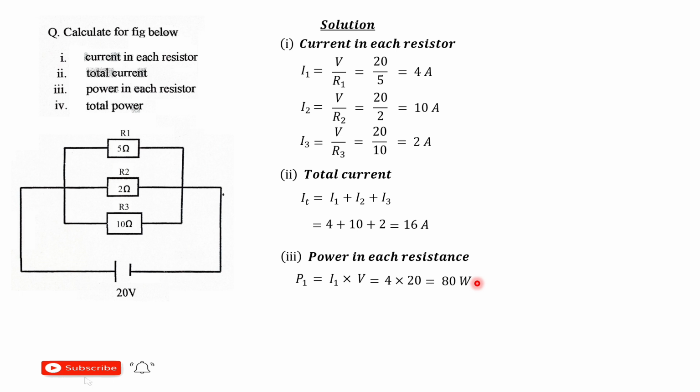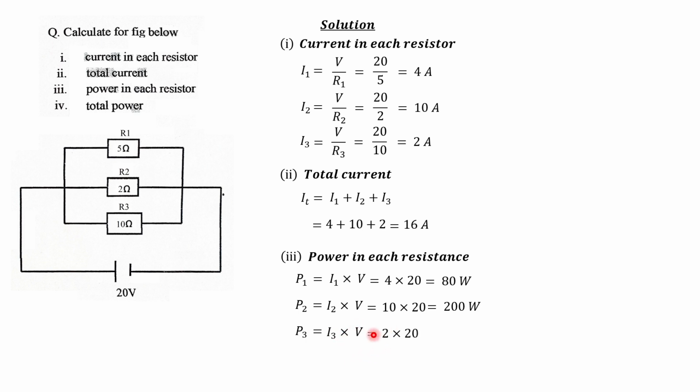80 watts. Then P2 is equal to I2, the current flowing through resistor R2, times the supply voltage V, which is equal to 10 times 20, which will give us 200 watts. And then P3 equals I3 times V, which is equal to 2 times 20, which is 40 watts. So P1 is 80 watts, P2 is 200 watts, and P3 is 40 watts.